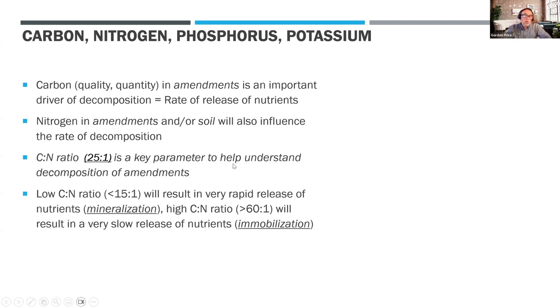For instance, a low C to N ratio, and that could be a C to N ratio that's somewhere below 15-to-1, will result in what's identified as a rapid release of nutrients, or what we call mineralization. A high C to N ratio, which is typically greater than 60-to-1, could be greater than 30, 35. It really depends on the physical and chemical characteristics of the soil amendments that I discussed generally in the first webinar. But a high C to N ratio may result in a very slow release of nutrients, which we term immobilization. So immobilization means that it's being held, mineralization meaning that there is a release.